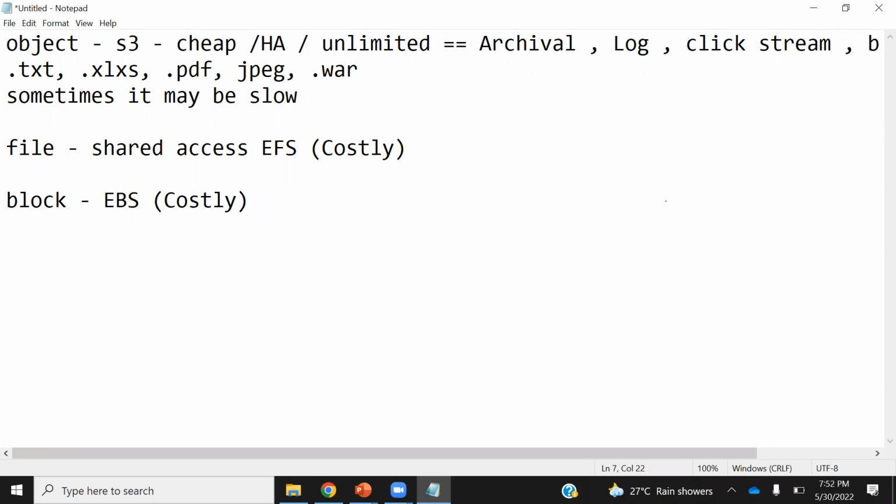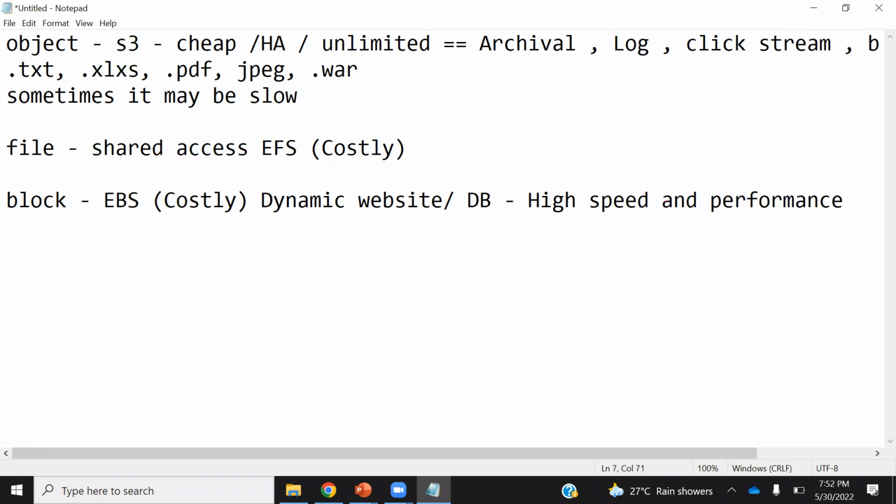Why do we use it? If you have a dynamic website or a database, you can store it here. What will it give you? It will give you high speed and good performance. So you will get these things when you start using block storage. Why will it give it to you?